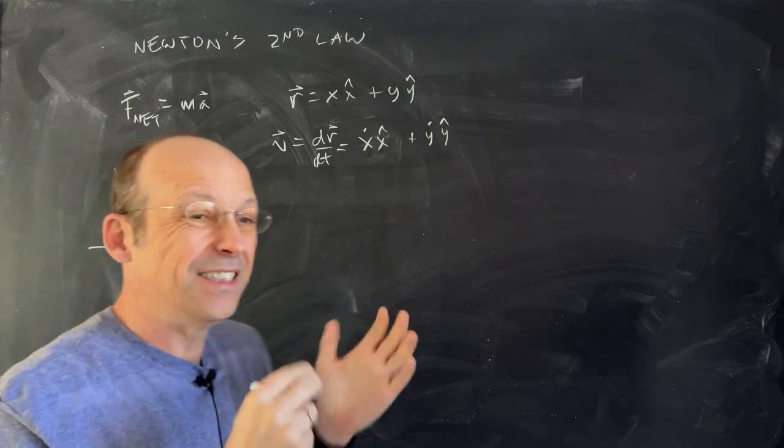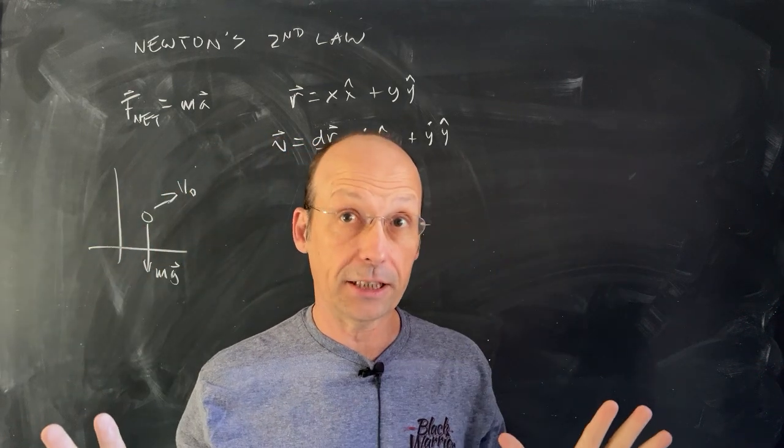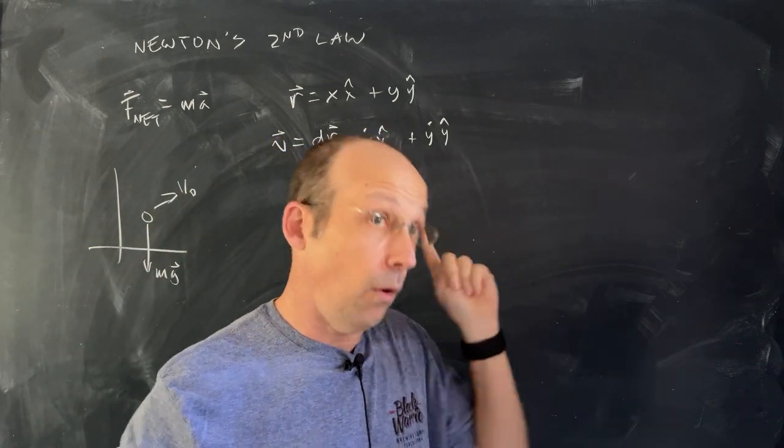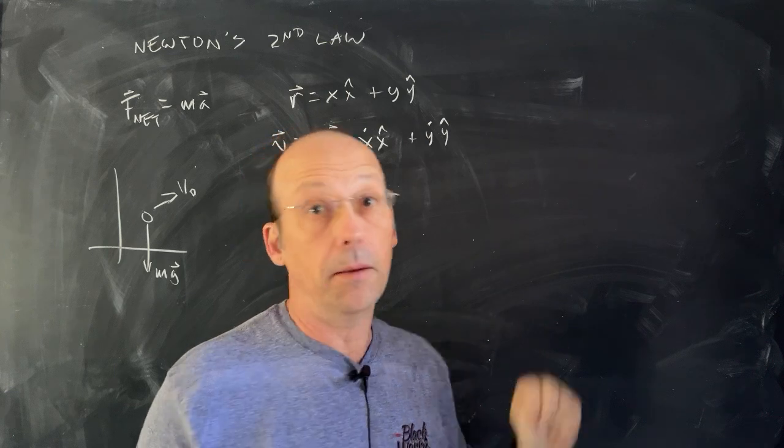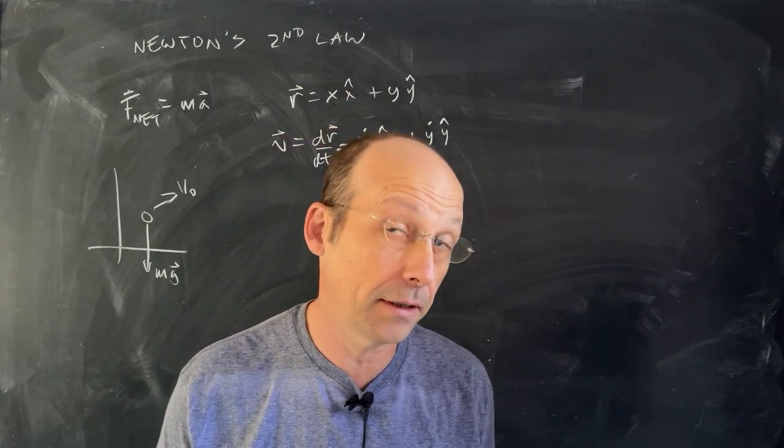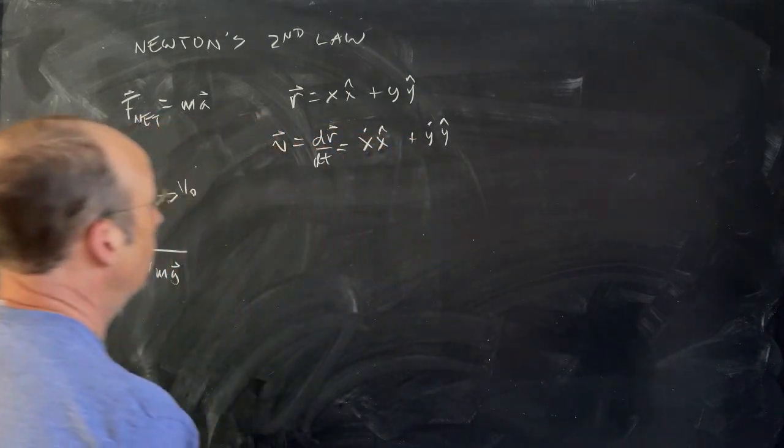The next thing is this dot notation comes up all the time in classical mechanics. The dot notation, one dot means the first derivative with respect to time. Second dot means second derivative with respect to time. Okay. So that's my velocity.